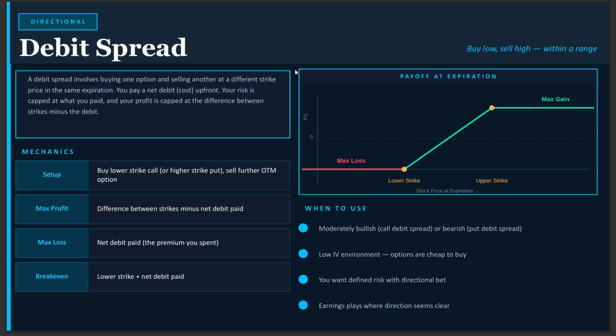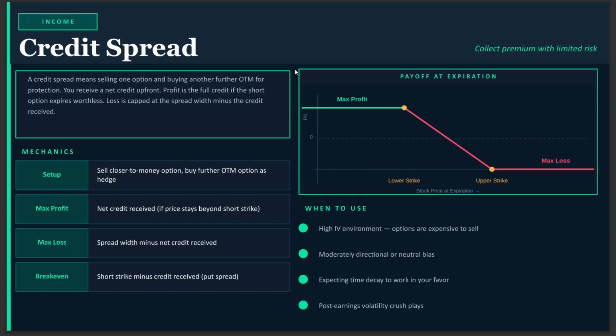Any questions at all? You can type in chat and I'll respond. If not, we will move on to credit spreads. So credit spreads is more up my alley. It's the opposite of a debit spread.